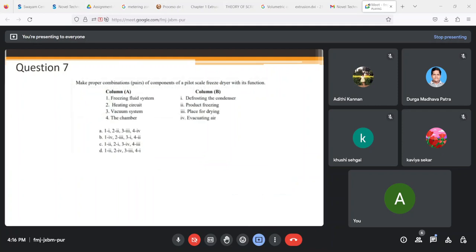Moving to question 7. Make proper combination of the components of a pilot scale freeze dryer with its function. Column A consists of all the components of a freeze dryer, that is the freezing fluid system, heating circuit, vacuum system and the chamber. And column B consists of the different functions that each of the components can do. First is defrosting the condenser, second is product freezing, third is place for drying, and fourth is evacuating air. So any clue what the combinations are?